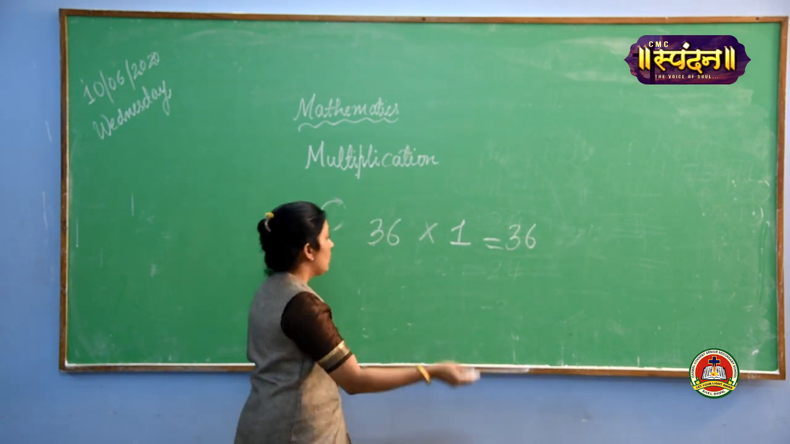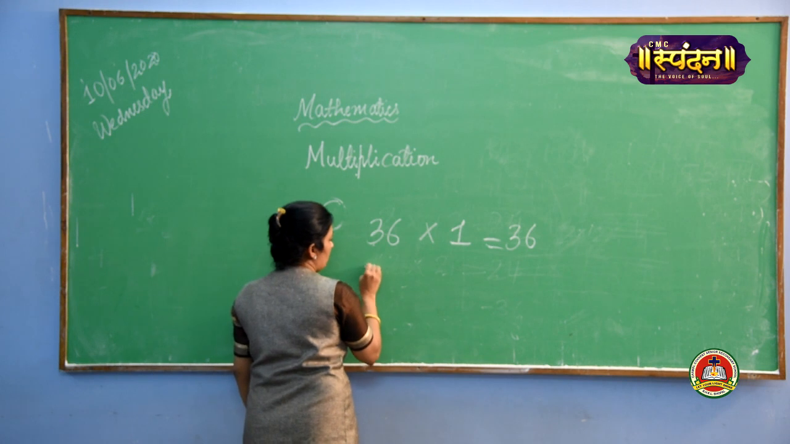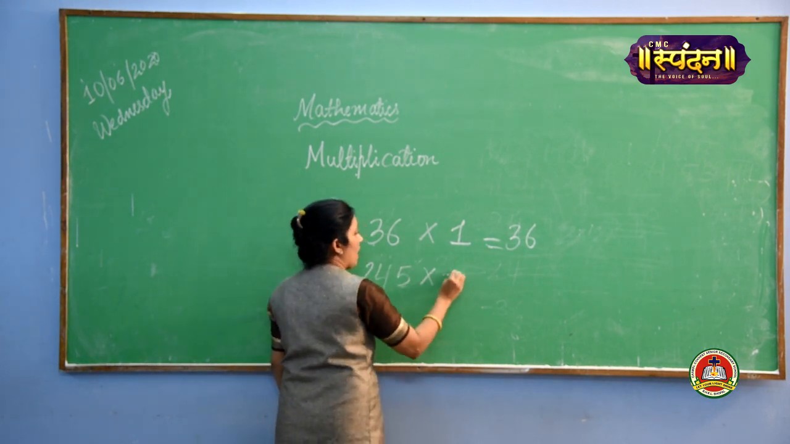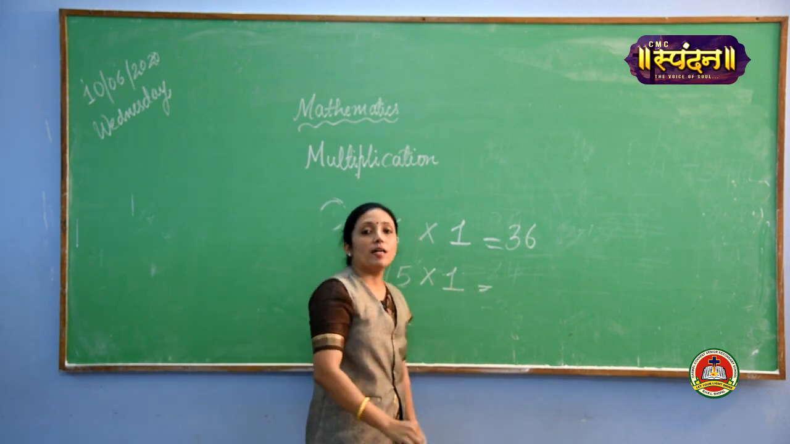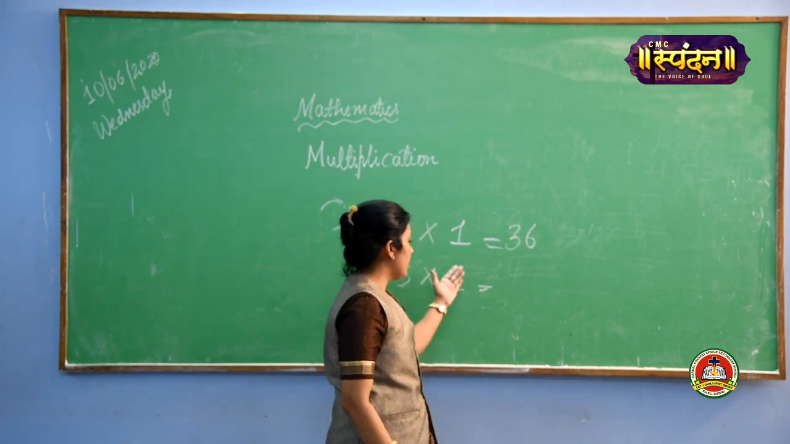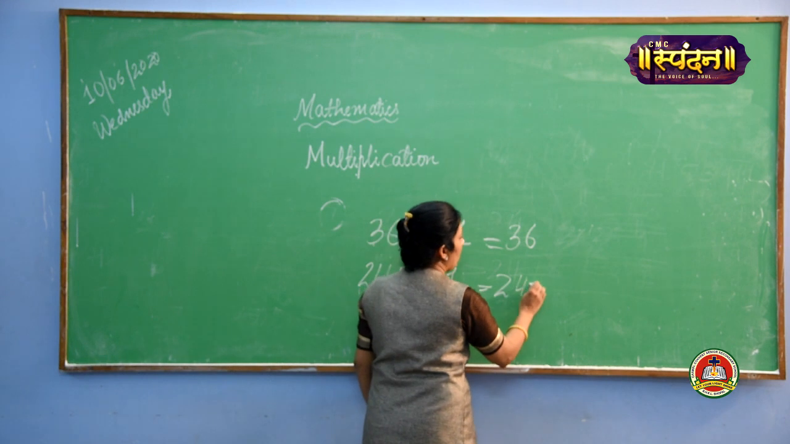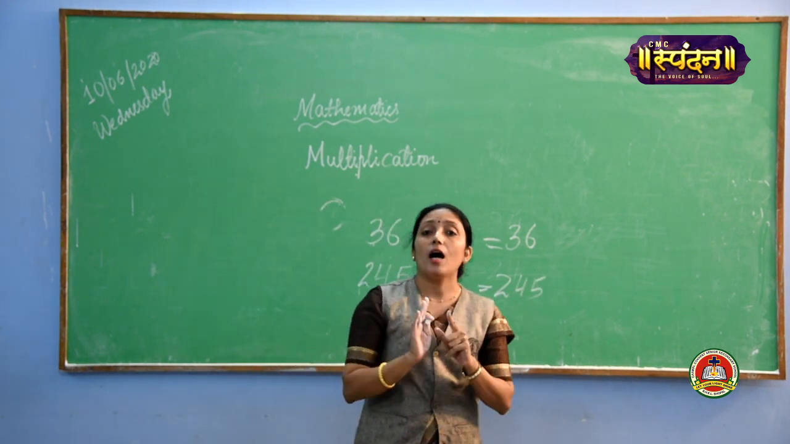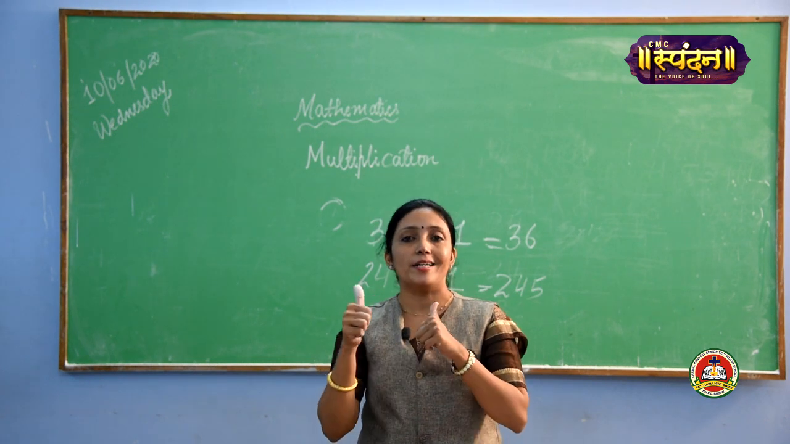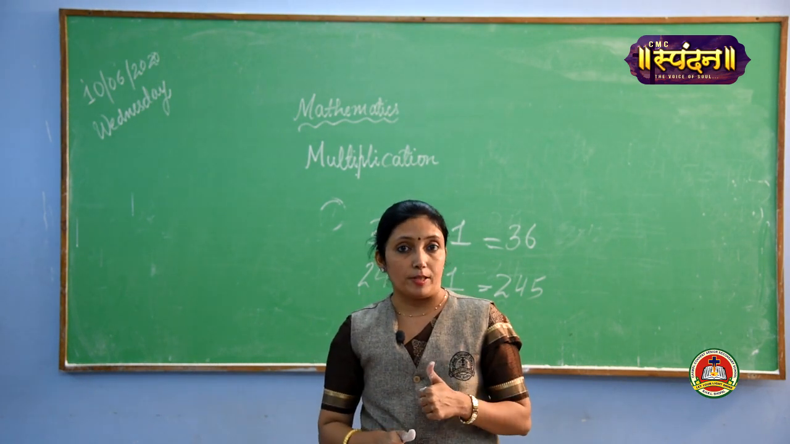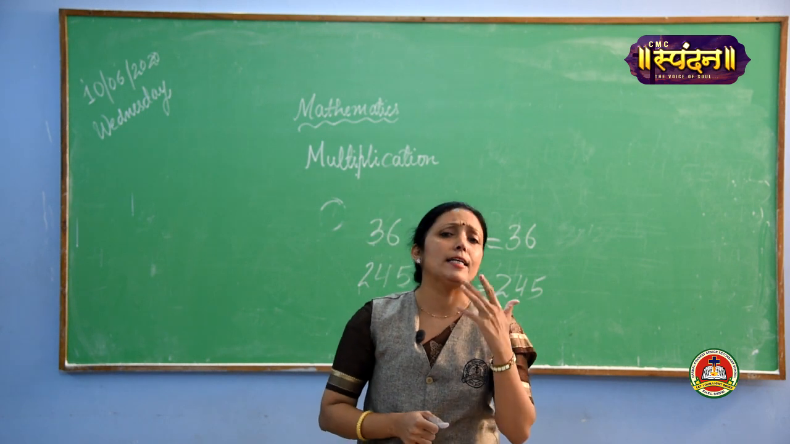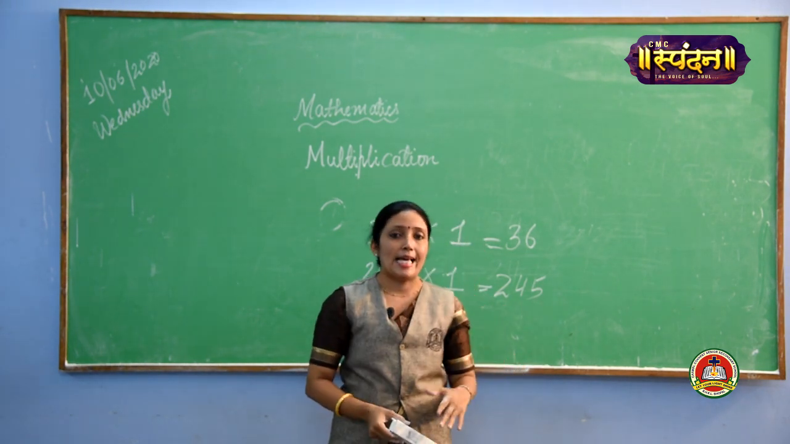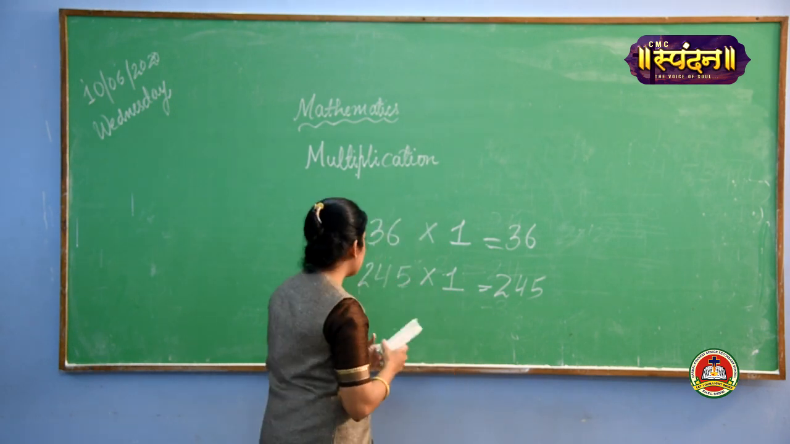Similarly, let me take a 3-digit number. 245 multiplied by 1. What is the answer? 245. That is the number itself, or I can say 1 into 36 or 36 into 1. The answer will be the same, that is the number itself. That is the second property, meaning you need to remember that any number multiplied by 1 will give you the number itself.